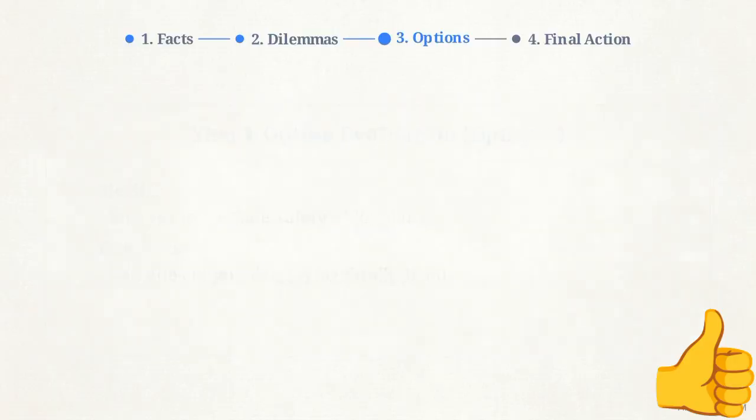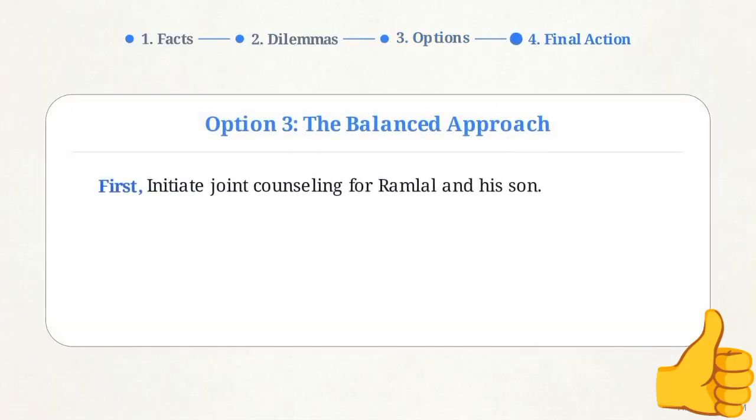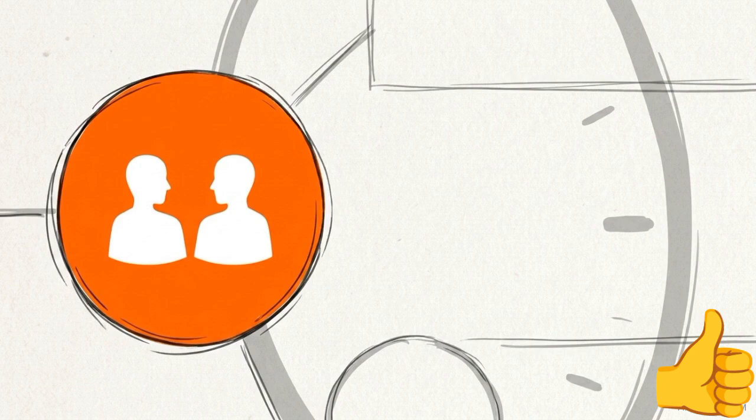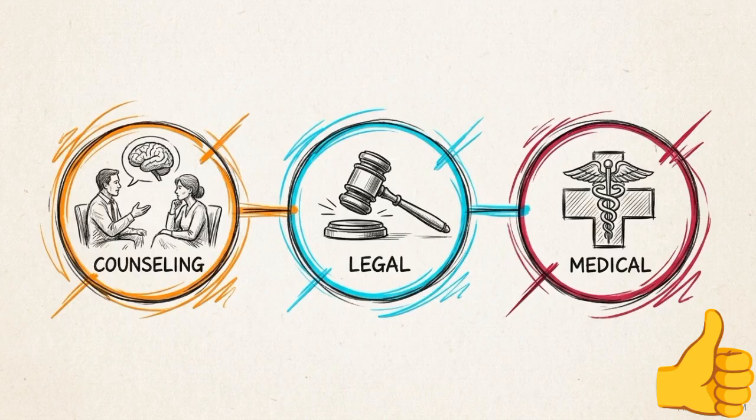Now for step 4. We write out the concrete administrative steps of option 3. We structure this sequence using clear transition words to show a logical progression. The sequence is specific. First, counsel both parties to build trust. Then, apply to the maintenance tribunal to secure his pension without a formal FIR. Finally, secure medical help through the health department.